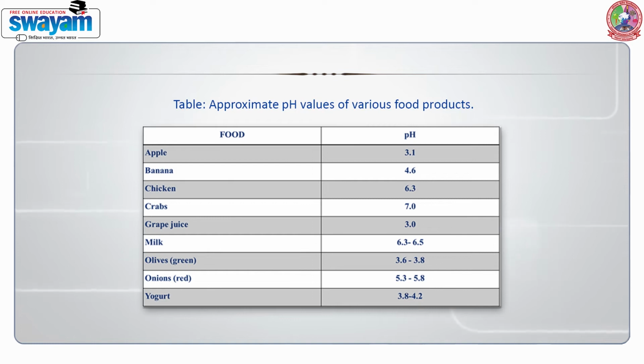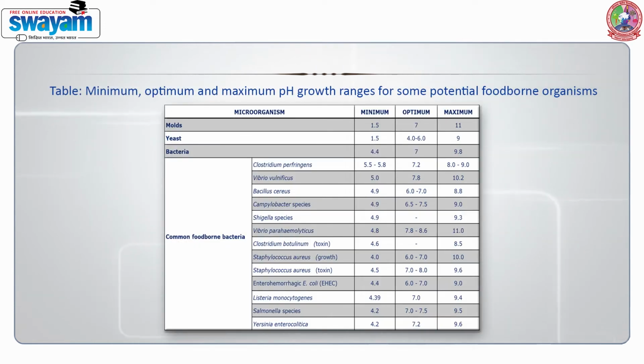Approximate pH values of some food products are presented in this table: apple, banana, chicken, crabs, grape juice, milk, olives, onion, and yogurt. In this table, minimum, optimum, and maximum pH growth ranges for some potential foodborne microorganisms are presented. You can see molds can grow over a wider range of pH, from 1.5 to 11, then most yeasts from pH 1.5 to 9, and bacteria from pH 4.4 to 9.8.